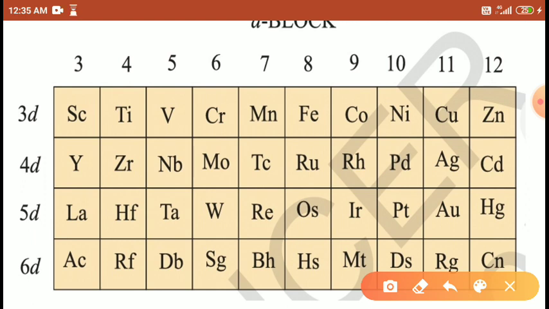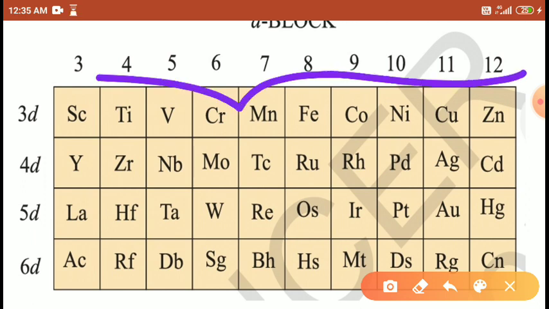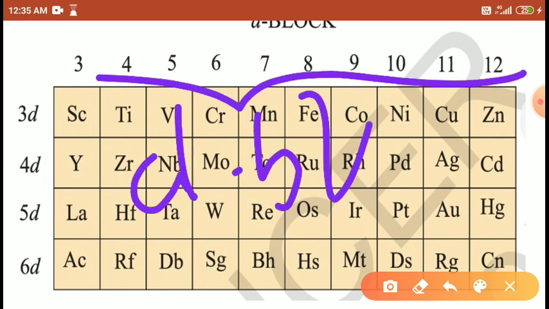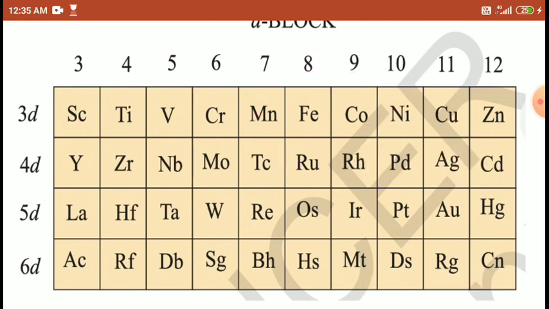So D block elements are here, coming from the third to the 12th group. D block elements start from the third to the 12th group, right? This is also a definition: the 3 to 12 group of elements are called D block elements.